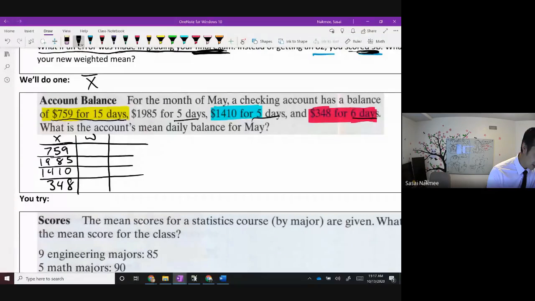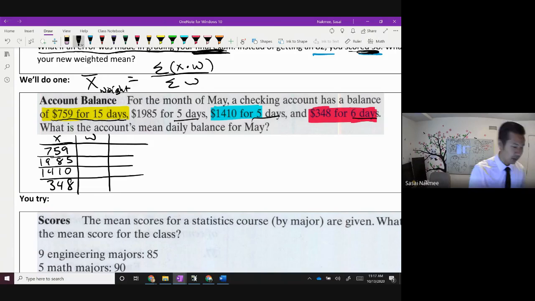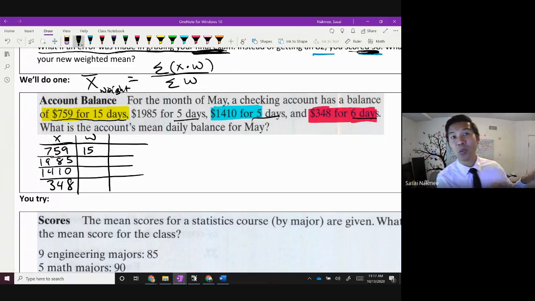So check this out. To calculate the weighted mean, I like to write it down. It's the sum of your data points times the weight divided by the sum of your weights. So I wrote this out. My data points in this case are my dollar values in this bank account. So $759. How long did this person have $759 in his bank account for? He had it for 15 days, and that's going to be the weight in this problem.